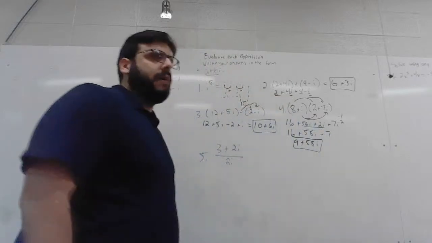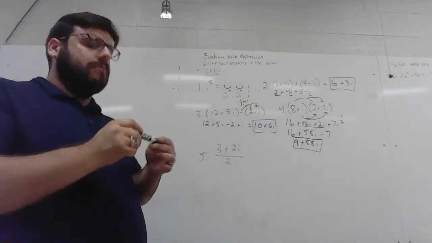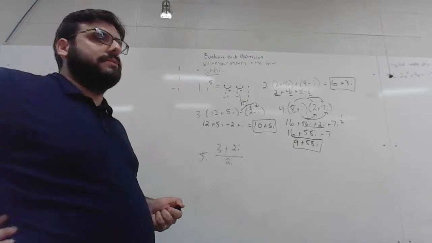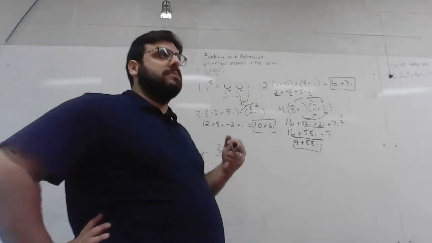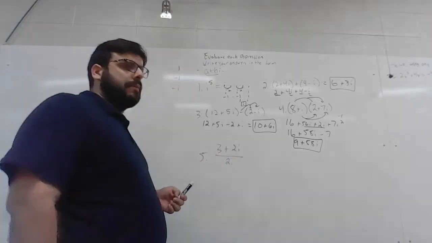Okay. i squared is always equal to -1. What you got, Johnny? Yes. i squared is always equal to -1.